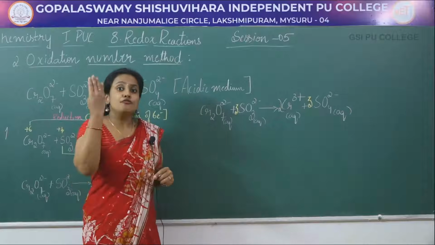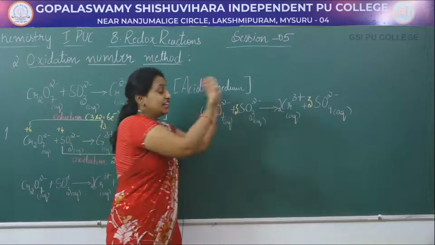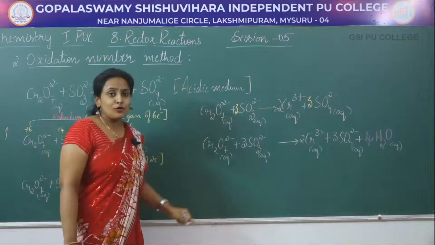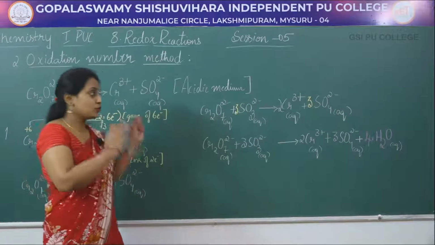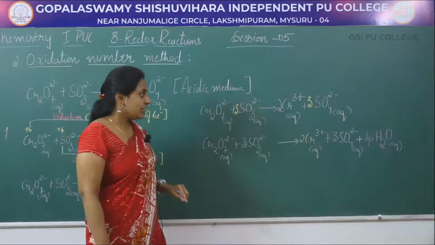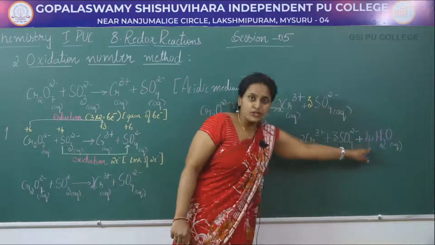Therefore, add 4 water molecules to the deficient side. In order to balance the number of oxygen atoms, add water molecules to the oxygen deficient side. Therefore, I have added 4 water molecules.